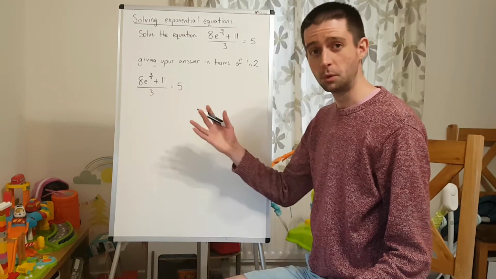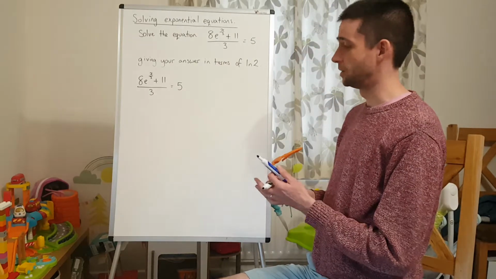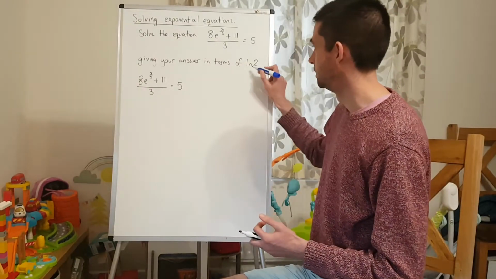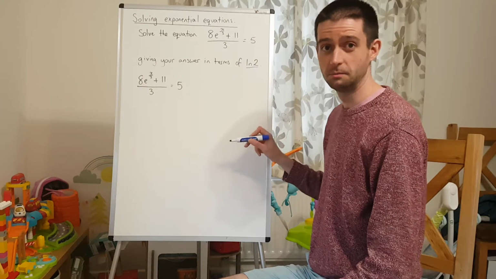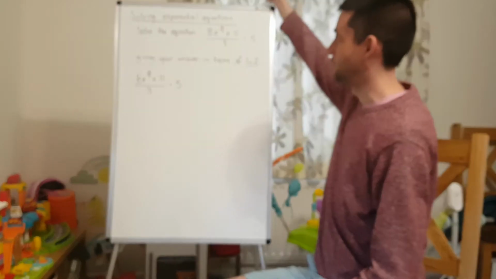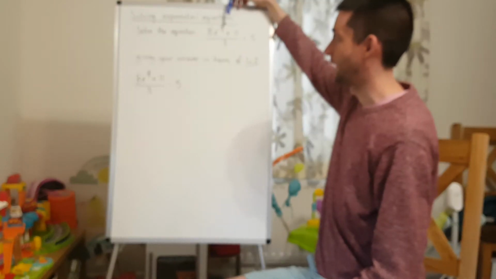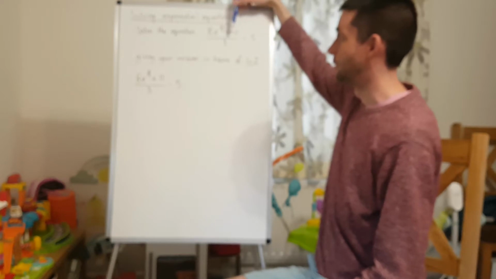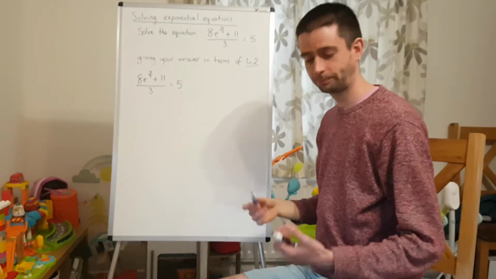And we're going to look at one more example where we're asked to give the answer in terms of a specific ln, in this case ln 2. The equation we're solving is 8e to the power of x over 3 plus 11, all over 3, equals 5.